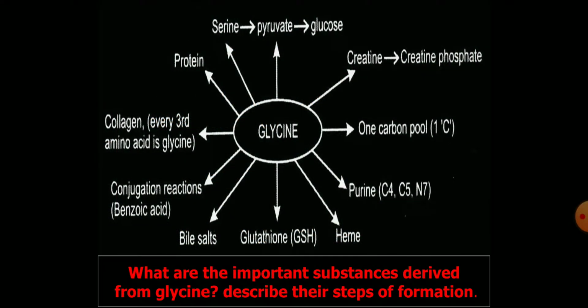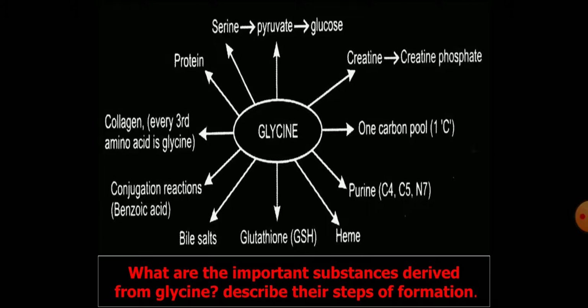So this is about glycine. For the examination point of view, the main question is what are the important substances or specialized products formed from glycine, and sometimes they may ask to write the pathway of any two or any three. So you have to study the important products formed from glycine, like the purine base, where C4, C5, and N7 are produced from glycine. Then you can write the heme synthesis first step, that is glycine plus succinyl coenzyme A forms delta aminolevulinic acid, which is the first step in heme synthesis.